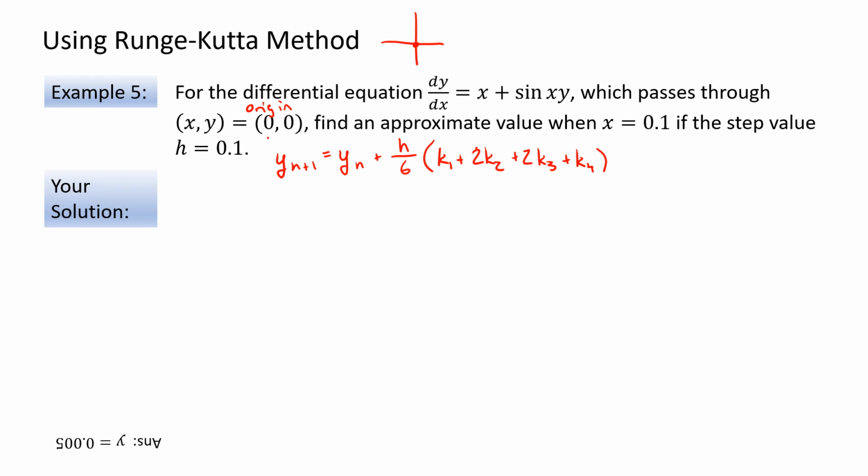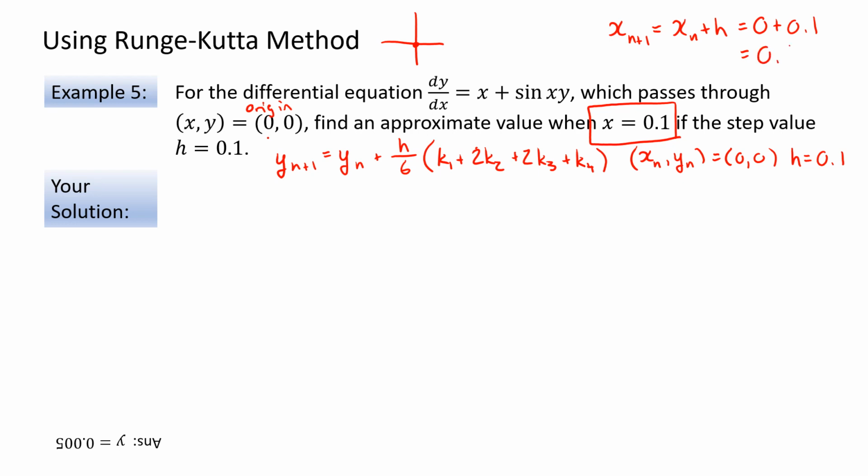All right? Our original point, x_n and y_n, is 0 and 0. Our step value is equal to 0.1. And like I said, we only have to do this once, because if we add our step value in, we're going to our next point, so x_(n+1) would be equal to x_n plus our step, which is 0 plus 0.1, which is 0.1. Okay, so we only have to do this calculation once.